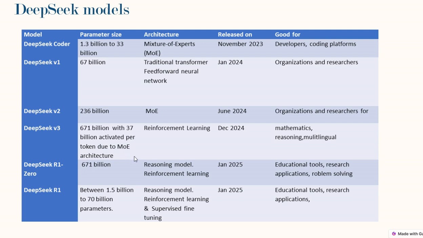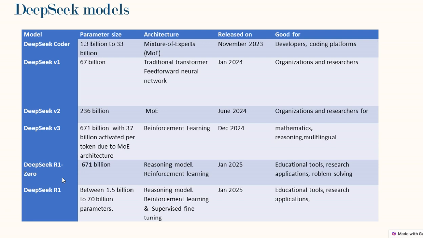The next came version V3, which has a parameter size of 671 billion, and not every parameter will be activated. That's the main point of MOE, the mixture of experts model: only the sub networks which are required for a specialized task will be activated. So in V3, out of 671 billion, 37 billion parameters will be activated in the architecture, and this architecture is based on reinforcement learning. It was released in December 2024, so quite recent, and it is good for mathematics, reasoning, and multilingual tasks.